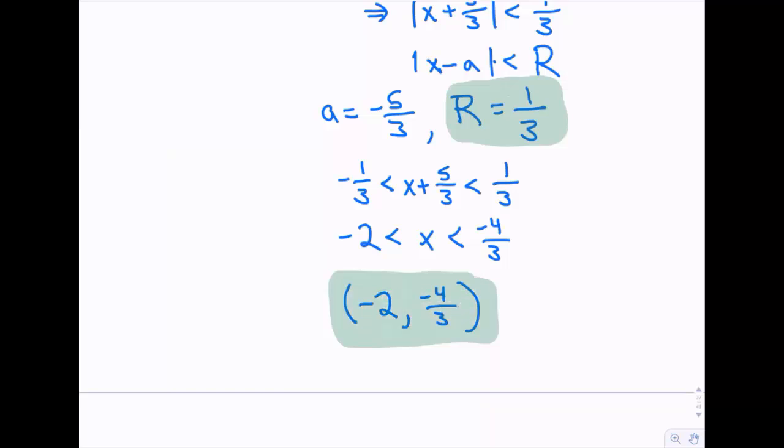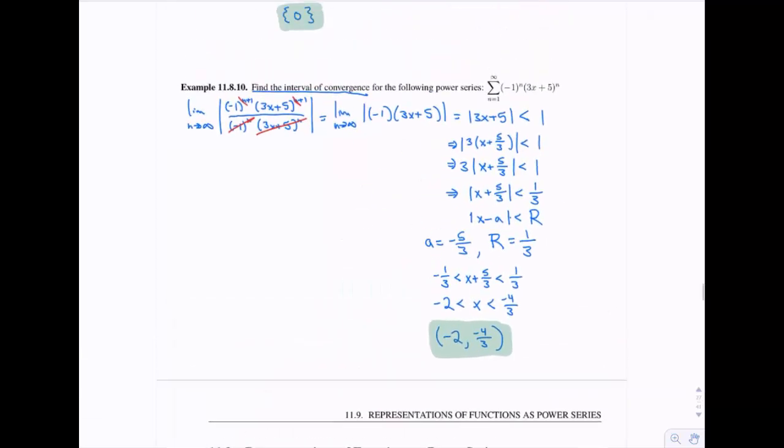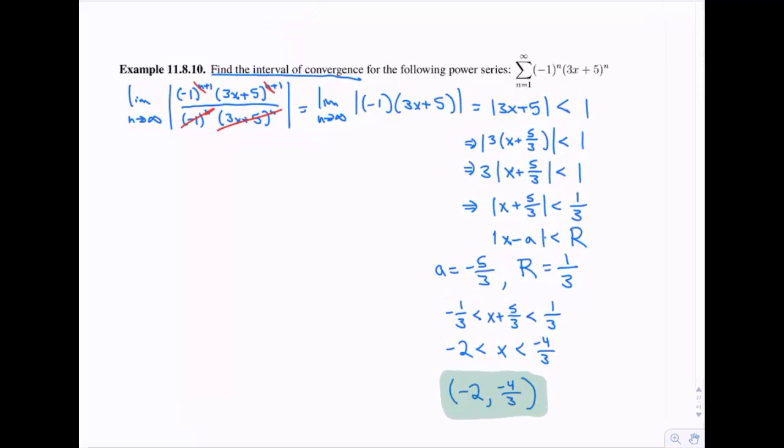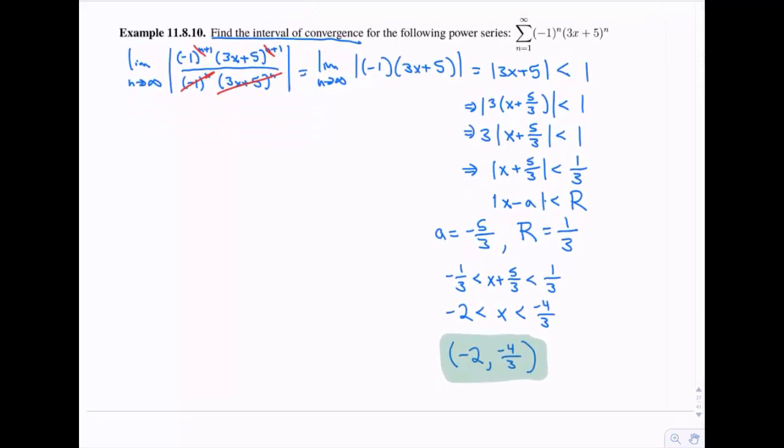Okay. So I may be highlighting this a little preemptively. We need to figure out the endpoints, right? So this is just asking for the interval of convergence, not the open interval. So I need to test the endpoints. So let me add a little box over here. So my first endpoint is x equals negative 2. What happens if I plug in x equals negative 2 in for x?